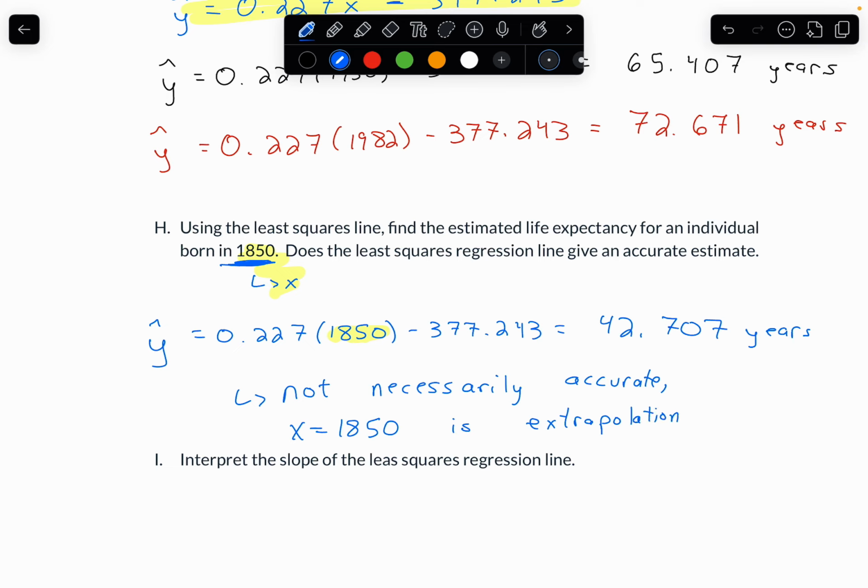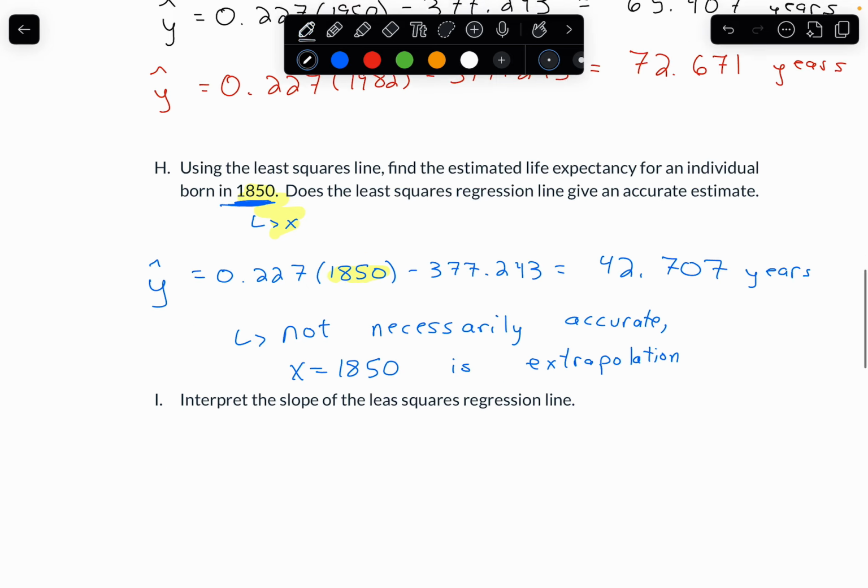Now, I did say not necessarily accurate because perhaps it is. We may have gotten lucky, but there's really no way for us to know because we don't have that data in front of us. We don't have data to compare it against. So we don't really know for certain. We want to be a little bit skeptical of that.